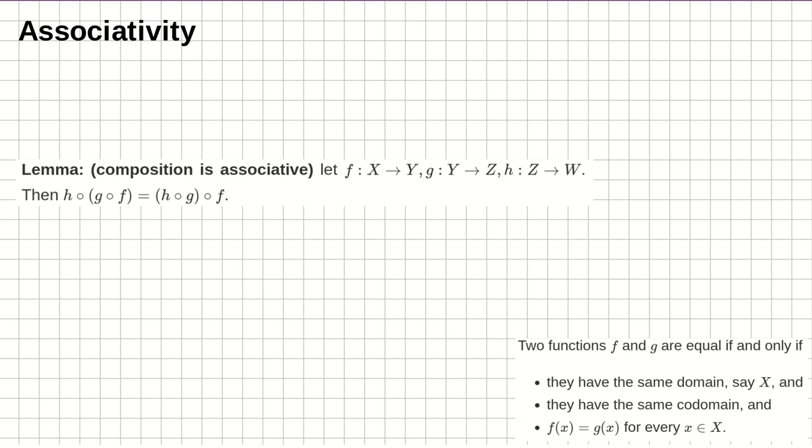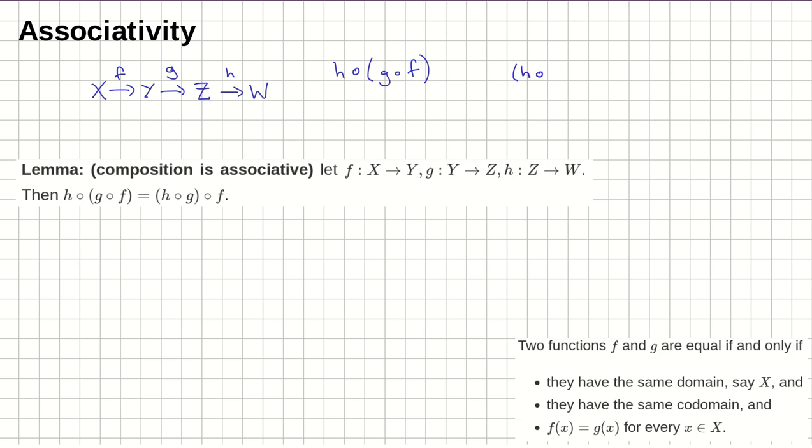Okay, let's look at a more complicated situation involving function composition. We're going to consider the situation where I have three functions. Here F is going to be a function from X to Y, G is going to be a function from Y to Z, and H is going to be a function from Z to W. In that case I can form two different compositions, because I can look at the composition of H with G composed with F. G composed with F is a function from X to Z, so I can compose that with H.